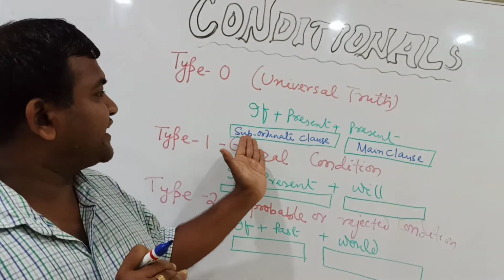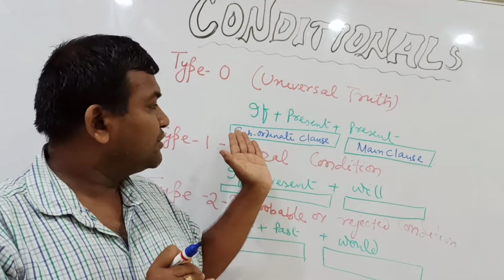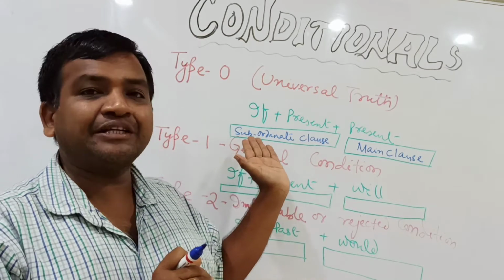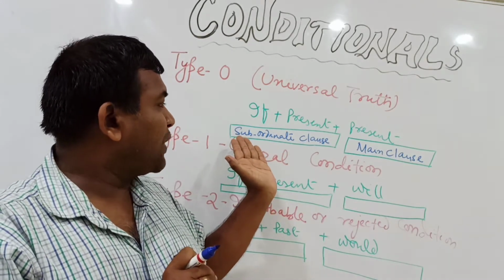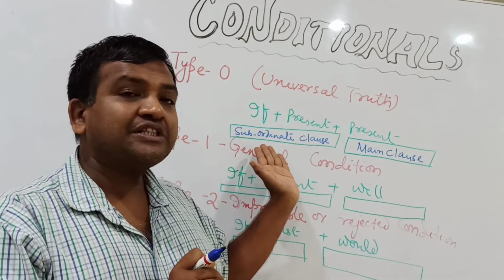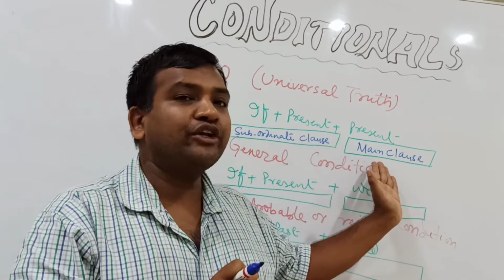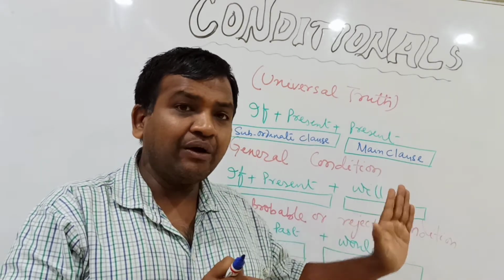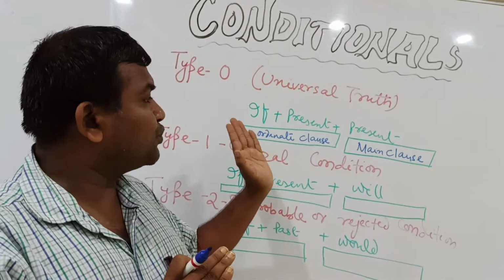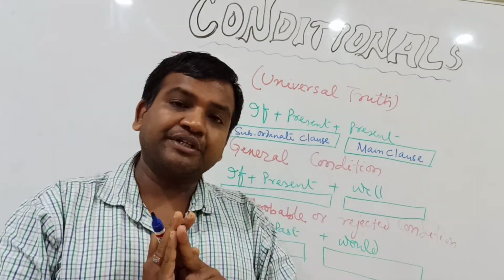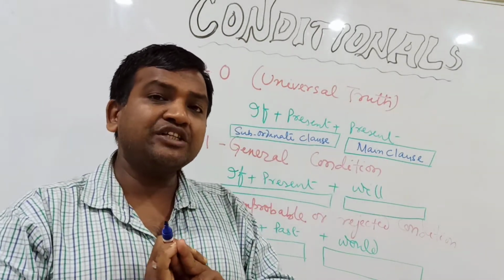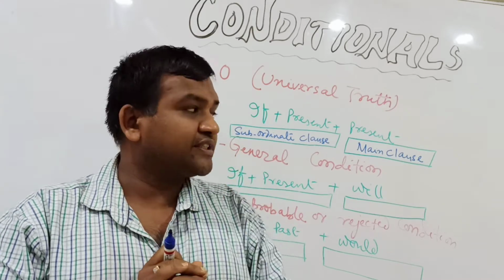Two things have been written here, about two clauses. One is the subordinate clause and the other one is the main clause. Now, whenever we are doing an if clause, the sentence will have two clauses.